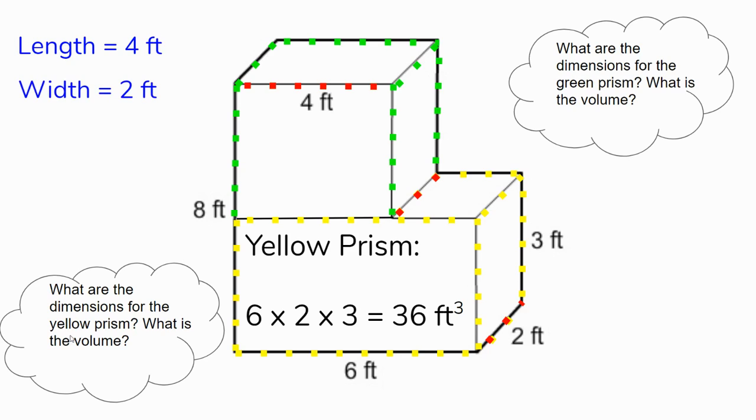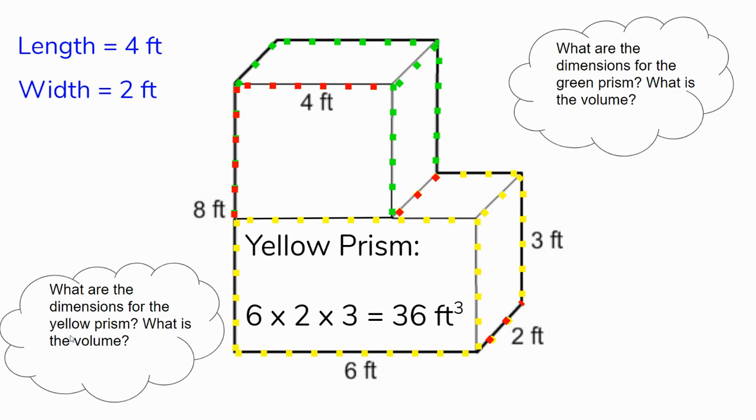And the hardest thing to figure out is going to be the height. Notice that, there's the height of the green prism, but the number that we see right next to it is 8 feet. And the green prism can't be 8 feet tall because the yellow one is only 3 feet tall. So that 8 feet is actually telling us the height of both. It's that entire line. So if we add the height of the yellow and the height of the green, we get 8 feet. So we're going to have to do a little bit of subtraction.